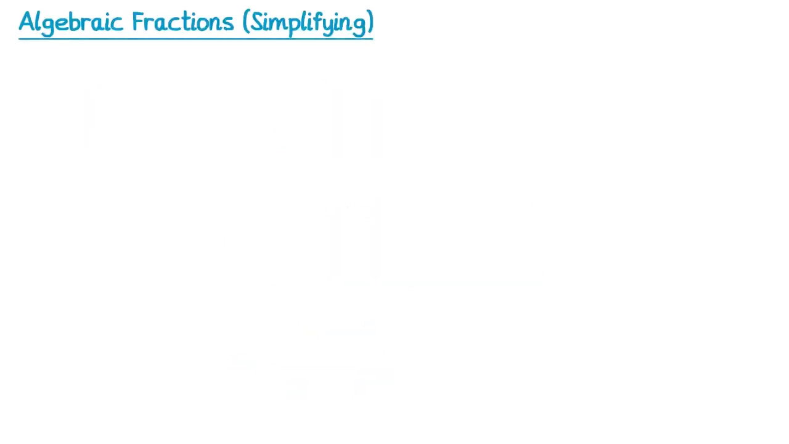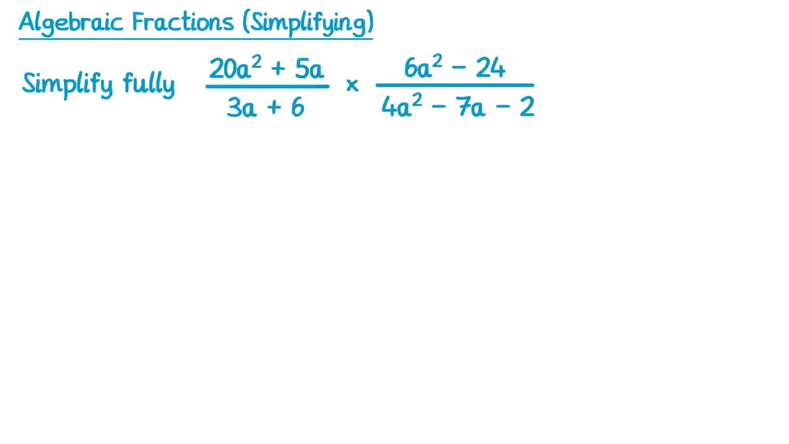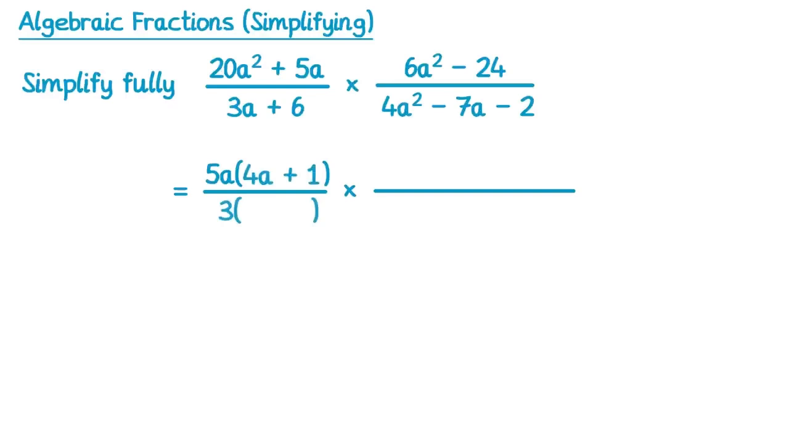Sometimes we get questions where there's more than one fraction. You can see these two have been multiplied together. To do a question like this, we're going to start by factorizing everything we can. So on the left fraction on the top, we can factorize out 5a, and to get 20a squared and plus 5a inside the bracket, we'd need 4a plus 1. Then if we move to the bottom, there's a common factor of 3, so we could factorize out 3, and then inside the bracket, we just need a plus 2.